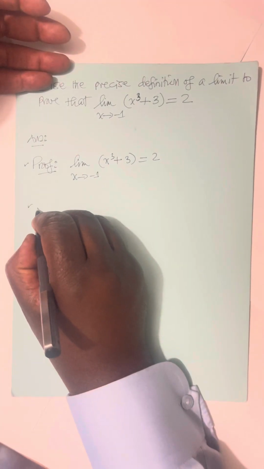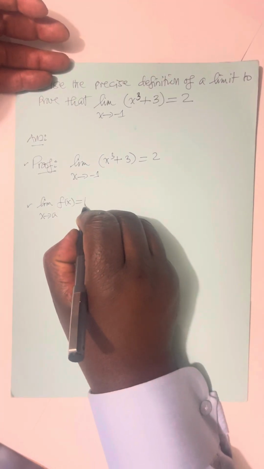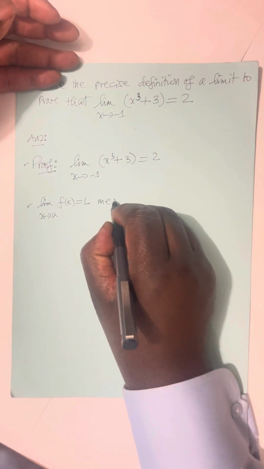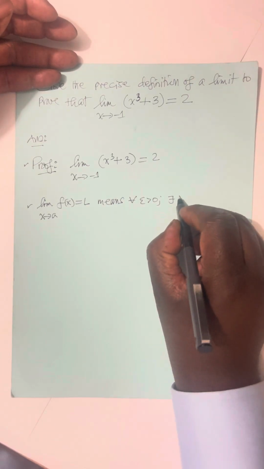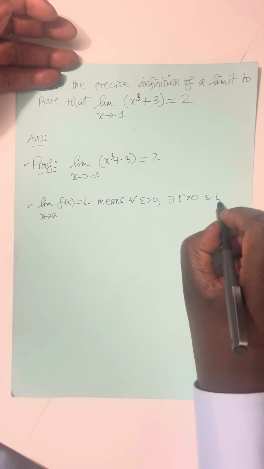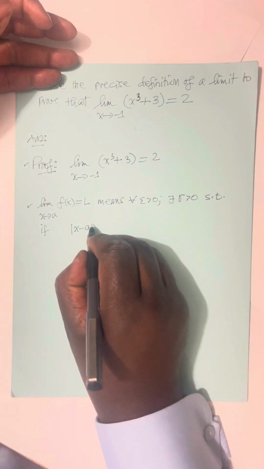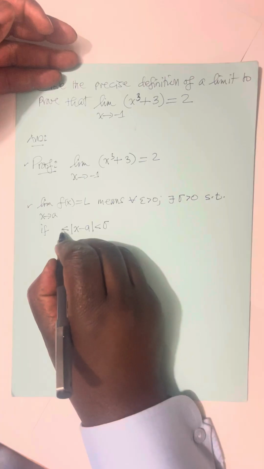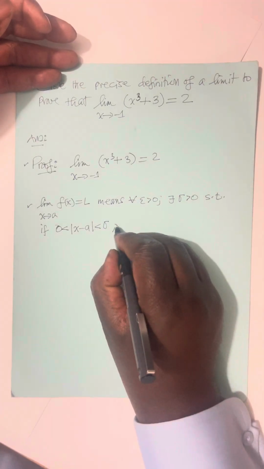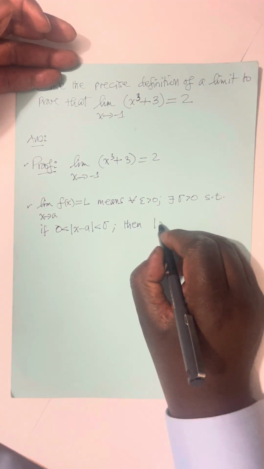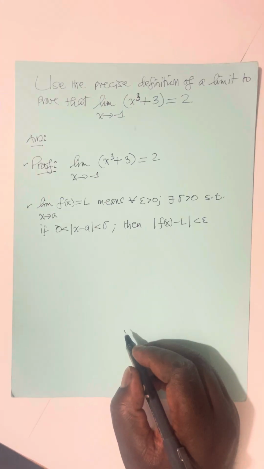It says if the limit as x approaches a of f of x is equal to L, if this is true, it means for every epsilon greater than 0, there exists a delta greater than 0, such that if the absolute value of x minus a is less than delta but greater than 0, then the absolute value of the function f of x minus the limit should be less than epsilon. This is the precise definition of a limit.